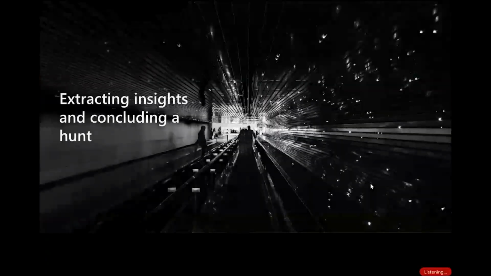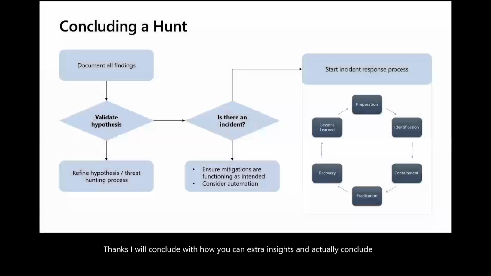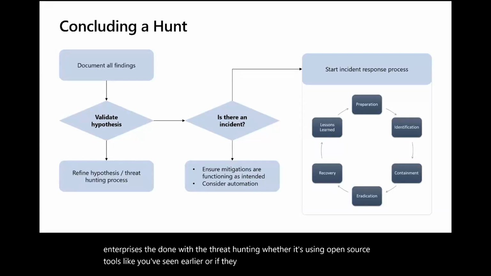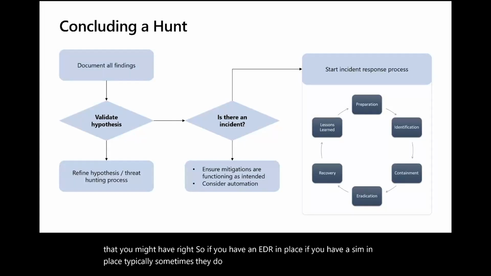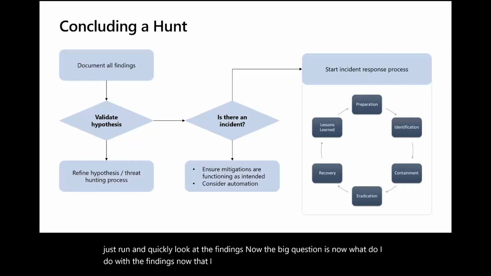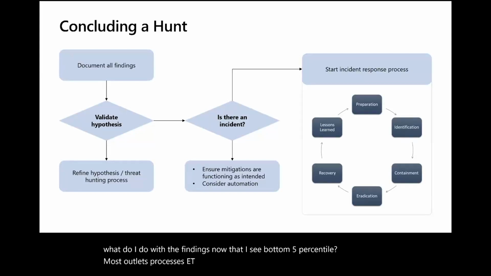So I will conclude with how you can extract insights and actually conclude your hunt, which is the most important piece. Because very often, a lot of enterprises are done with the threat hunting, whether it's using open source tools like you've seen earlier, or some of the vendor tools that you might have. If you have an EDR in place, if you have a SIEM in place, sometimes they do include threat hunting packages that you can just run and quickly look at the findings. Now, the big question is, now what do I do with the findings now that I see the bottom 5 percentile of most anomalous processes, etc.? How do I make sense of it?